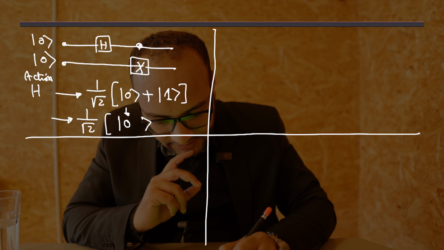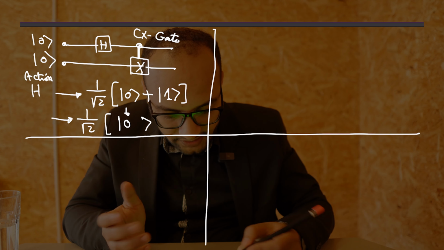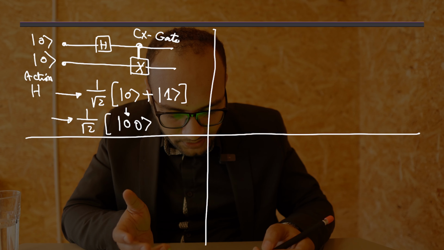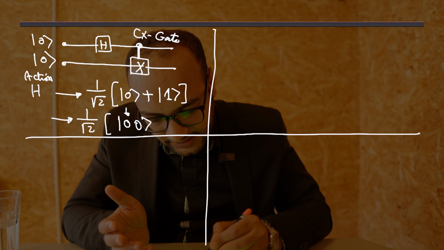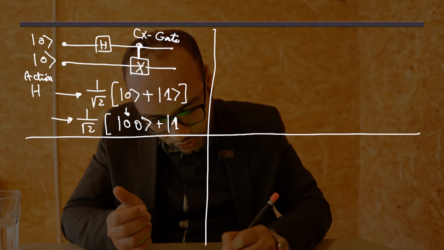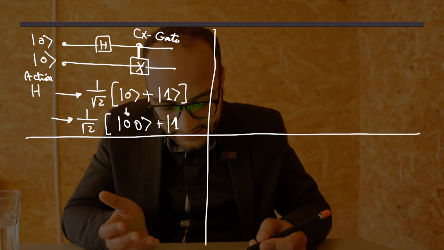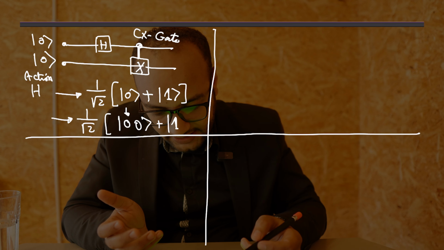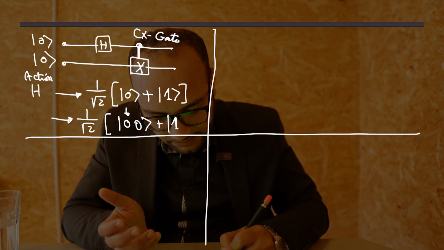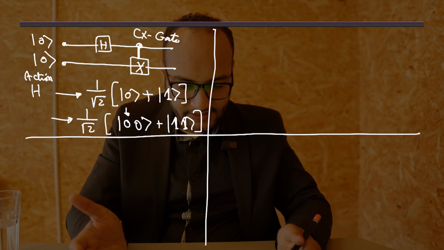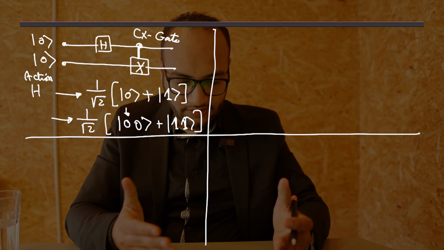So the CX gate will do nothing. It will leave the second qubit as is, which is now in state 0. And then if the first qubit is in state 1, it will flip the state of the second qubit. The state of the second qubit is 0, so we flip it and make it 1. Okay, that's nice. We have now the default situation from 0, 0.